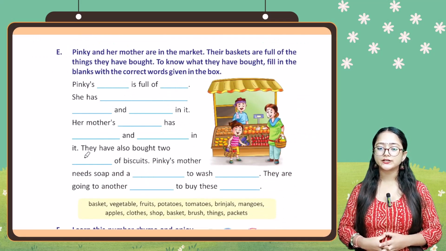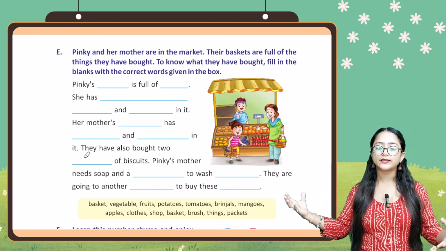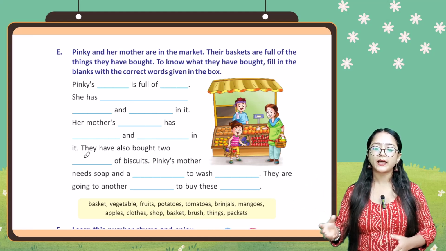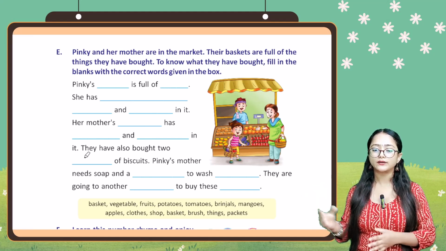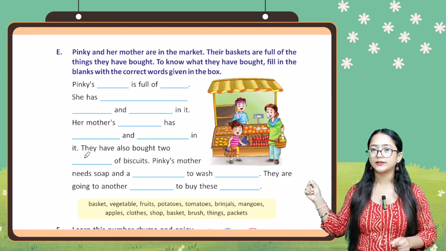Now the next question is, Pinky and her mother are in the market. Their baskets are full of the things they have bought. To know what they have bought, fill in the blanks with the correct words given in the box. So you have to fill the blank by using the correct word given in the box.